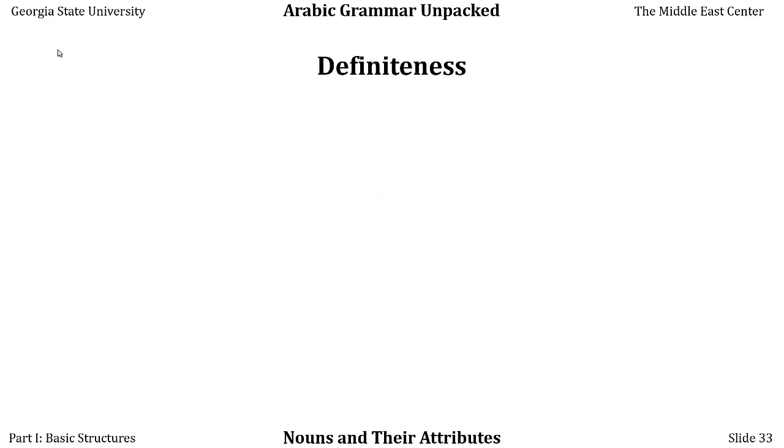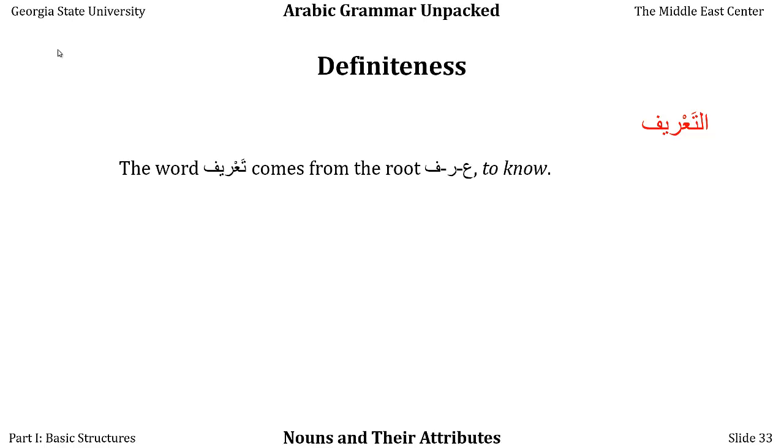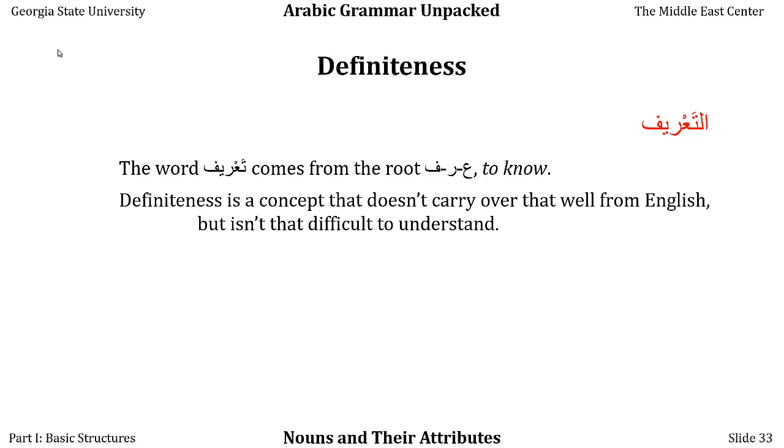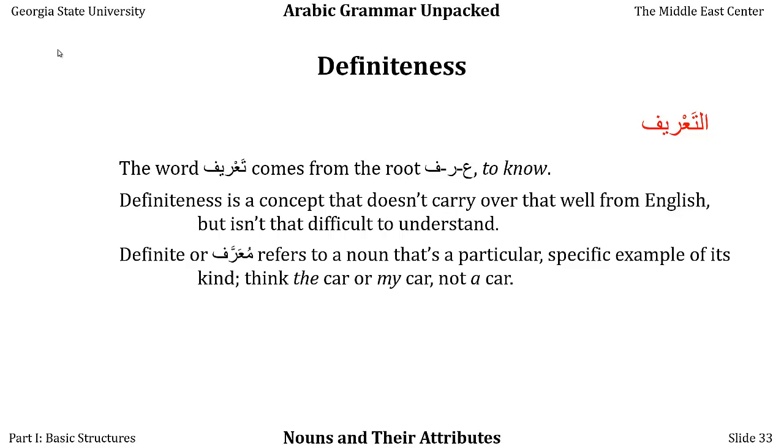Let's move on to the next attribute, definiteness. Ta'rif is the word for definiteness, and all words that come from the ayn, ra, fa root mean to know something. So ta'rif really means something like making it known. Definiteness is a concept that we don't really quite have in English, but it's fairly easy to understand and you shouldn't have too many problems with it.